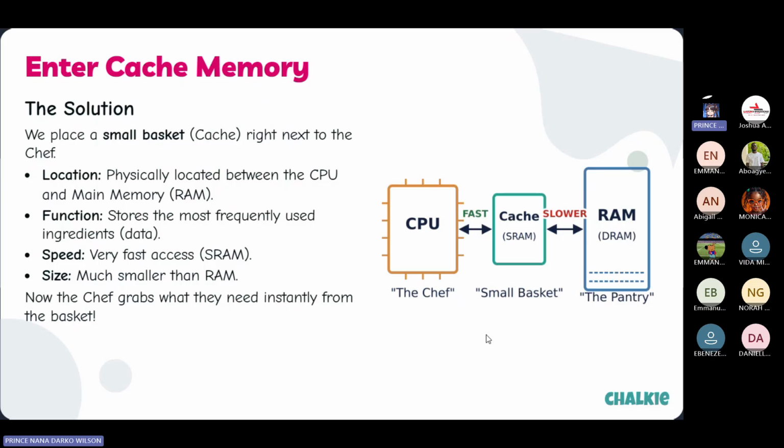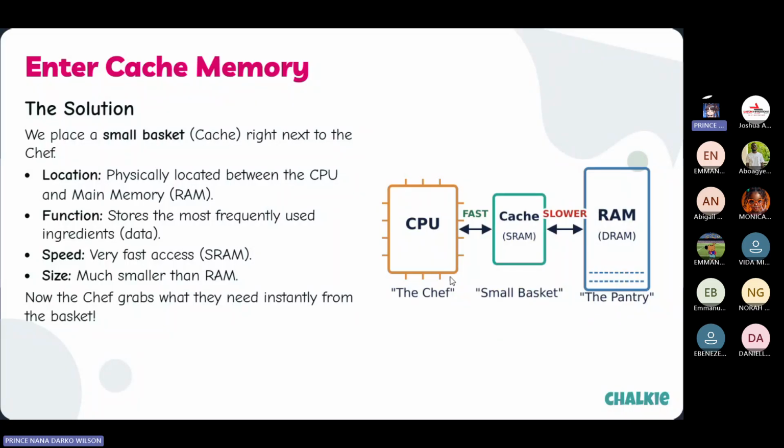On speed, of the types of RAM we have, static RAM provides very fast access due to the fact that it uses quite a lot of transistors. It could use about 6 transistors for storing a single bit of data, almost like a waste, right? But then that's a lot of speed guaranteed. But it is much smaller due to the fact that it is very expensive to make. Now the chef grabs what they need instantly from the basket.